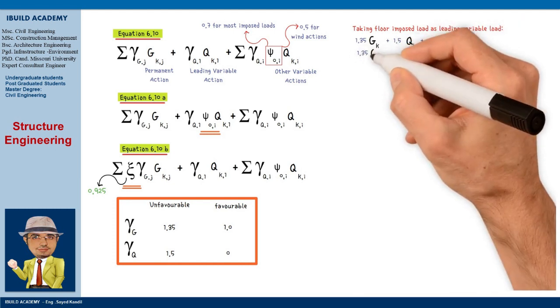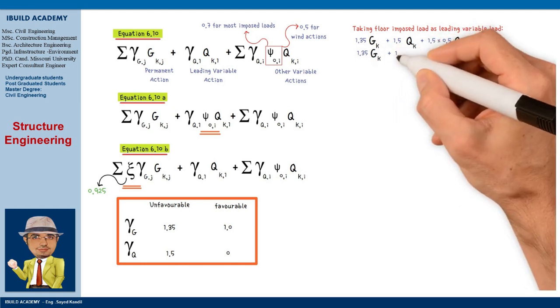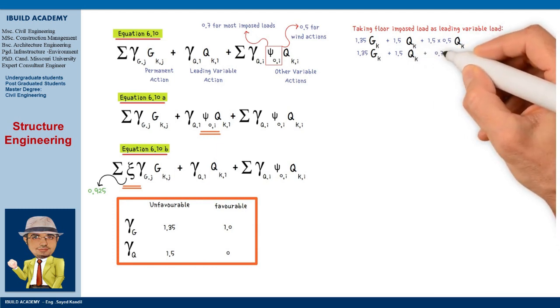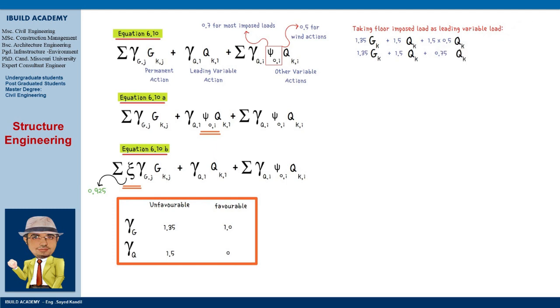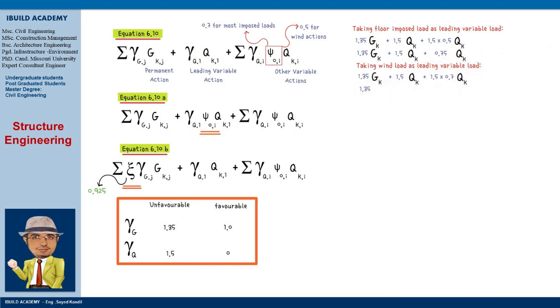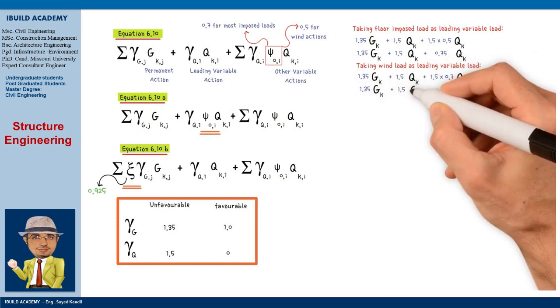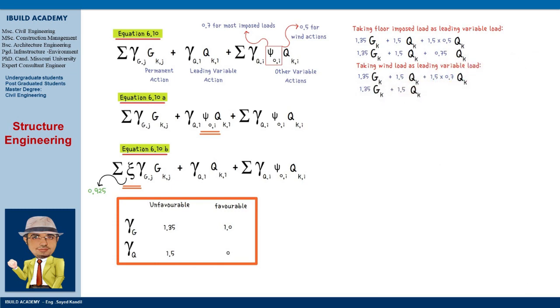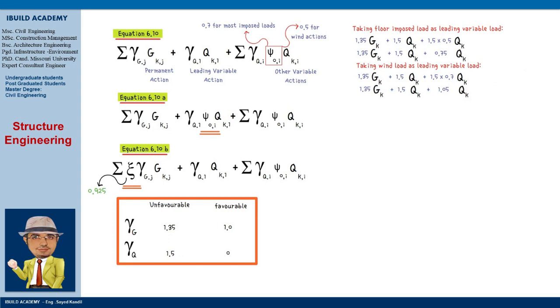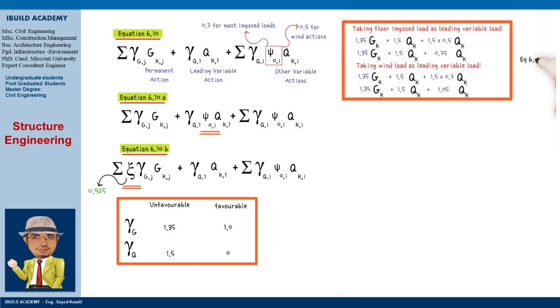by the wind load psi factor, which is 0.5. We get 1.35 times the permanent action, plus 1.5 times the leading variable load, which is the floor imposed load, plus 0.75 times the other variable loads, which is the wind load. On the other hand, if we took the wind as the leading variable load, then we would multiply the other variable loads by the psi factor for the floor imposed load, which is 0.7. We get 1.35 times the permanent action, plus 1.5 times the leading variable load, which is the wind load, plus 1.05 times the other variable load, which is the floor imposed load. So that's how we use equation 610.